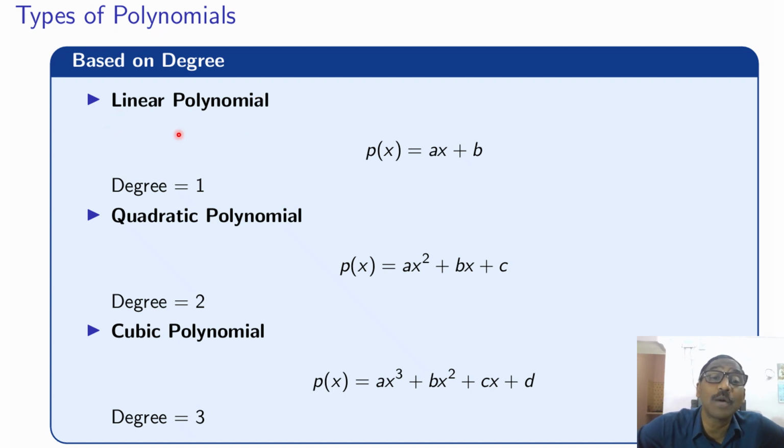So what is the degree of the linear polynomial? Degree is equal to 1. If degree is equal to 1, then we say the polynomial is a linear polynomial.